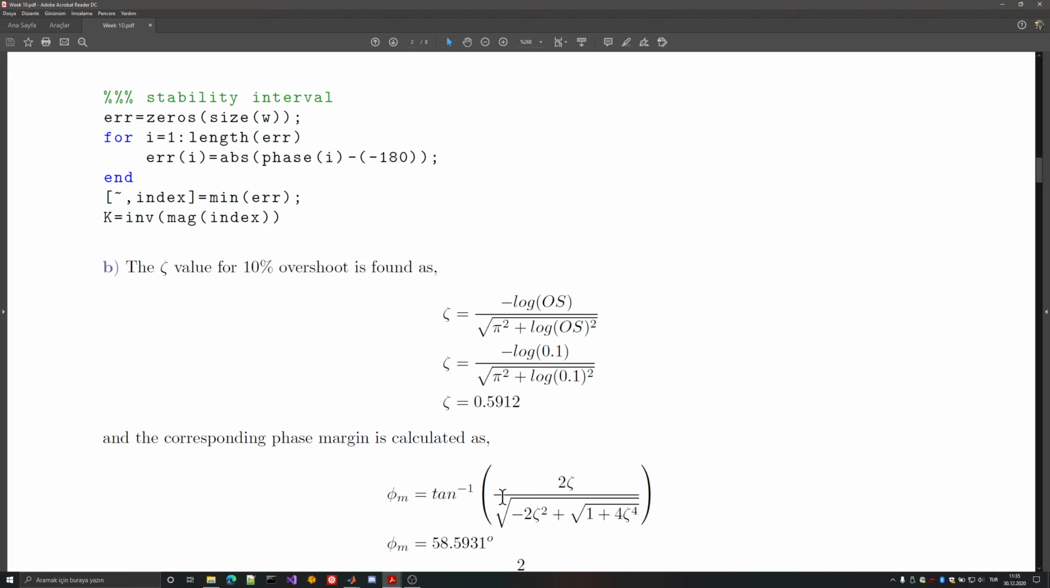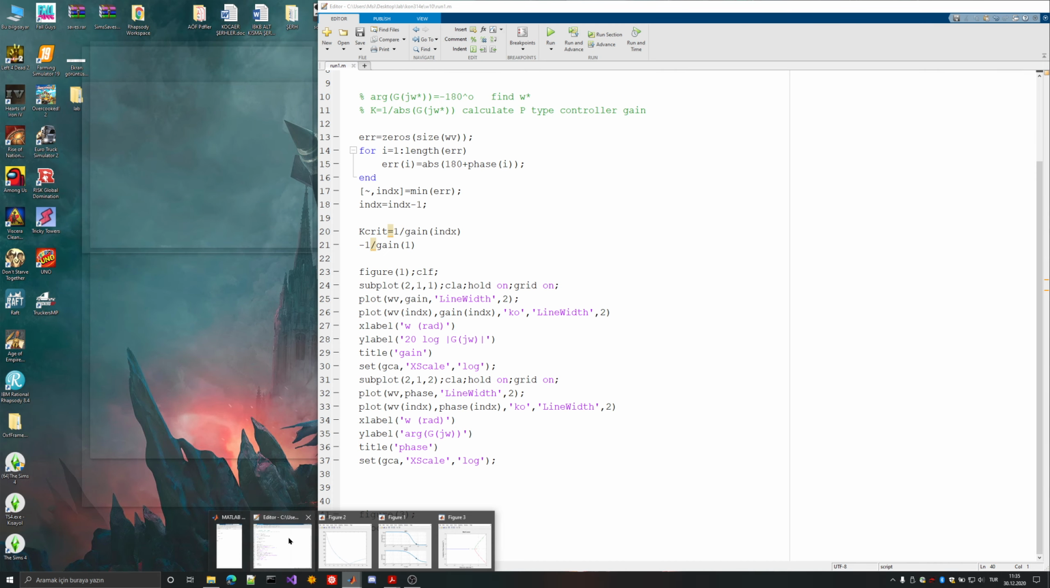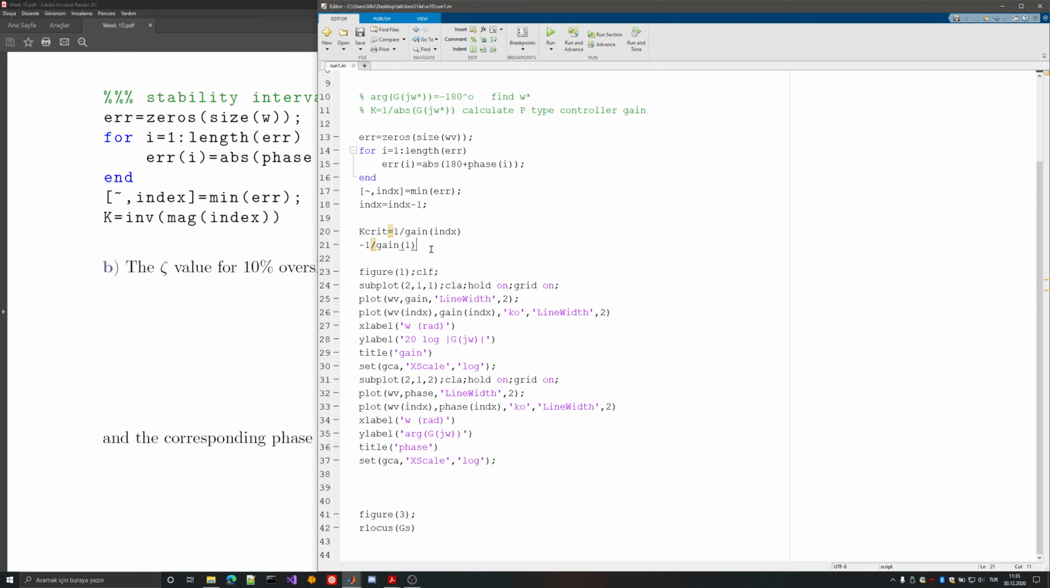So now, using the zeta value, you will just get an angle, and this angle should be added to 180 degrees. So I should be 58.6 degrees away from minus 180 degrees. So basically I should be on the left. Let's go ahead and use this data and search for that point. And k crit 1 and k crit 2, or let's say positive or negative.